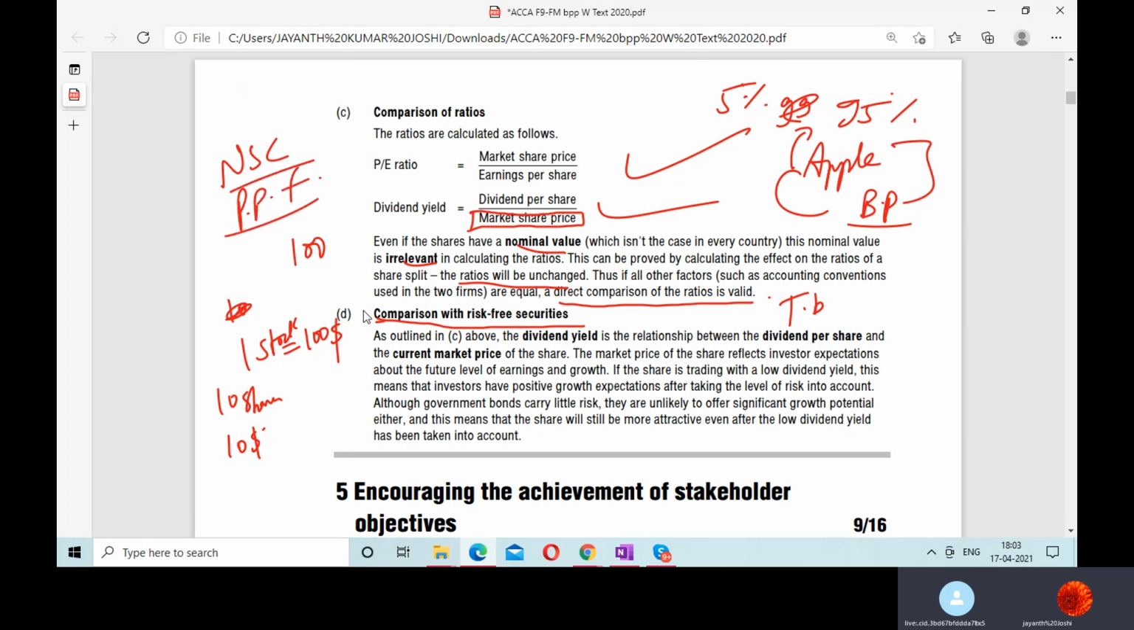So dividend yield is the relationship between DPS and MPS. The market price of the share reflects investors' expectations about future level of earning growth, which we already discussed. If the share is trading with a low dividend yield, this means investors have positive growth expectations after taking the level of risk into account. Why? Because if the market price is high, the denominator is high, that's good, na? The share value is increasing, correct?